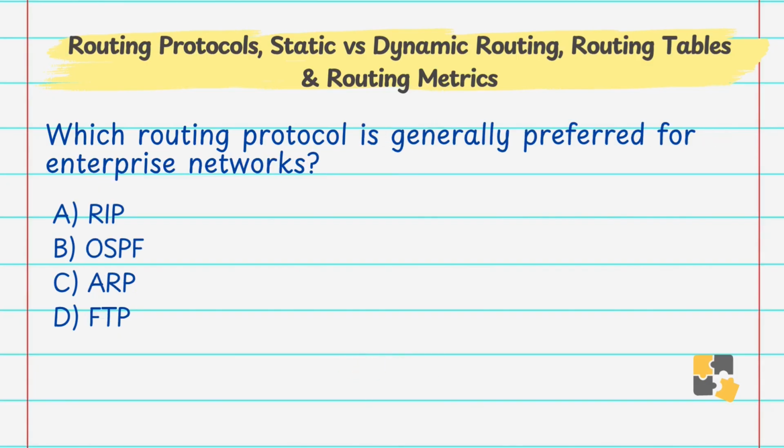Which routing protocol is generally preferred for enterprise networks? A. RIP, B. OSPF, C. ARP, D. FTP. Answer is B. OSPF. OSPF converges quickly, scales well and supports a hierarchical network design. That's why our answer is B.